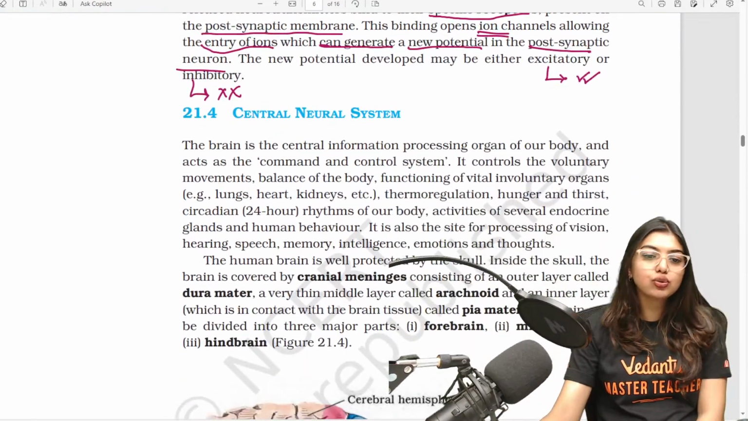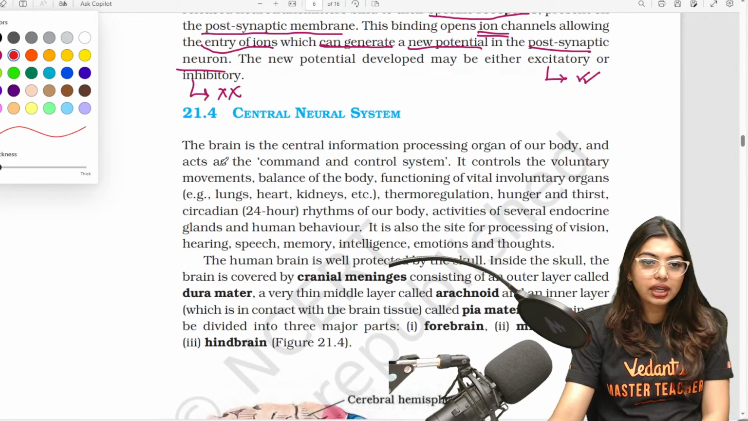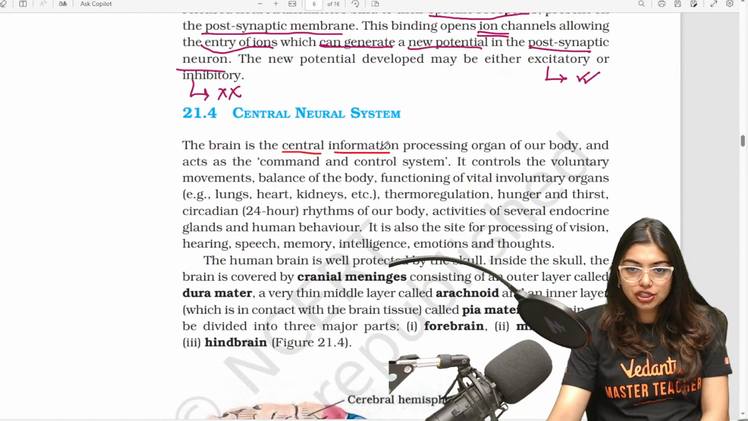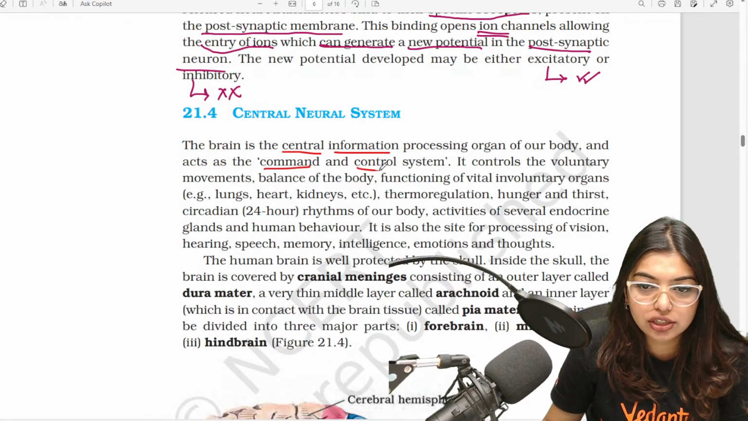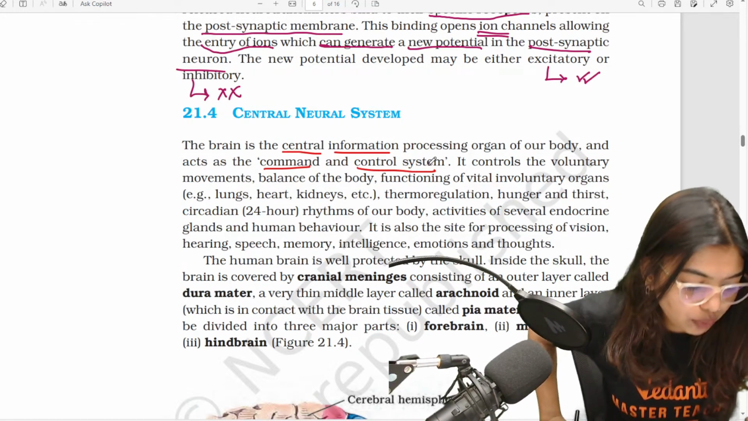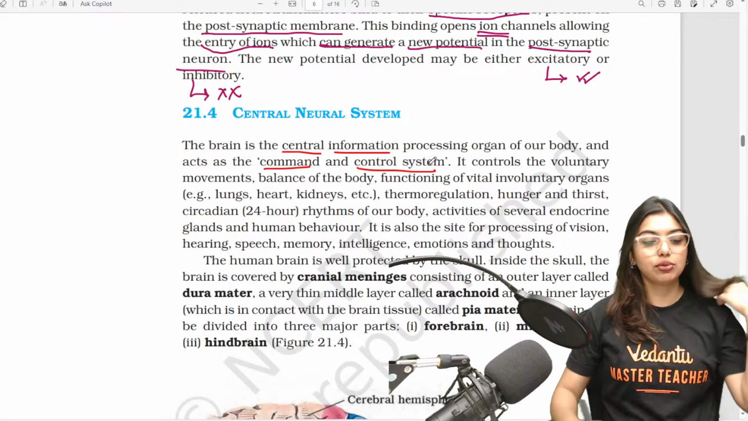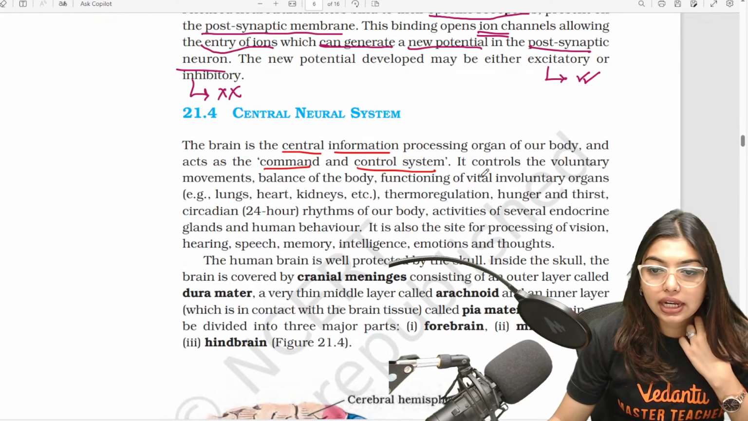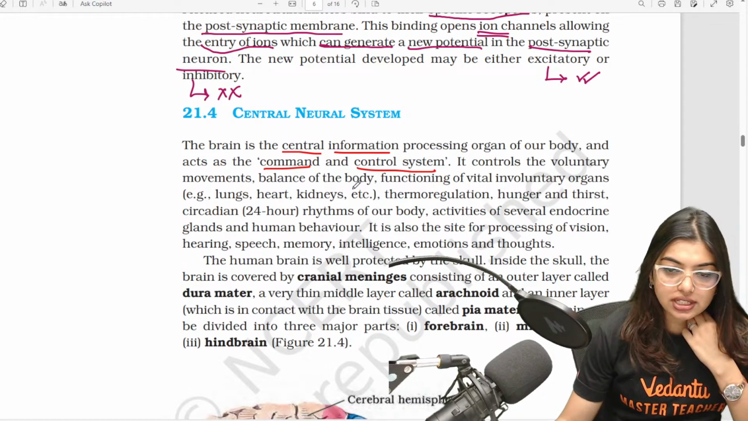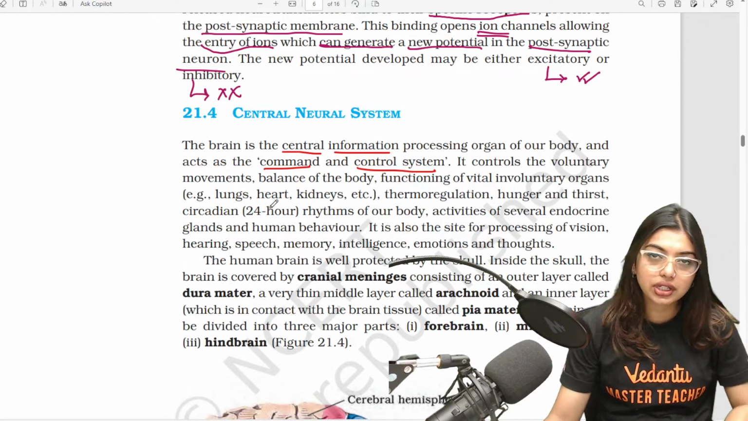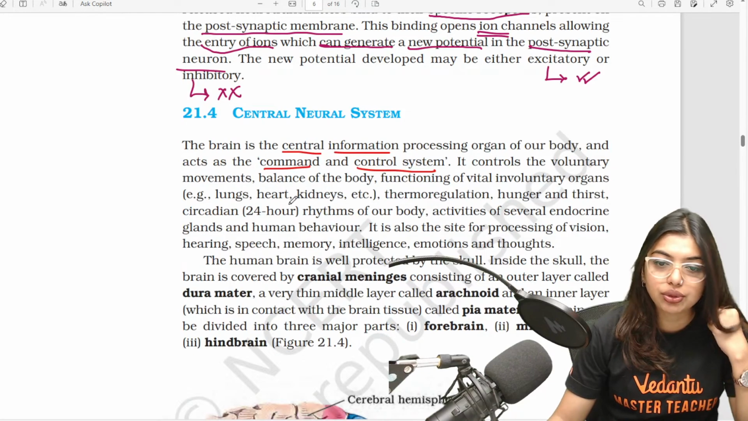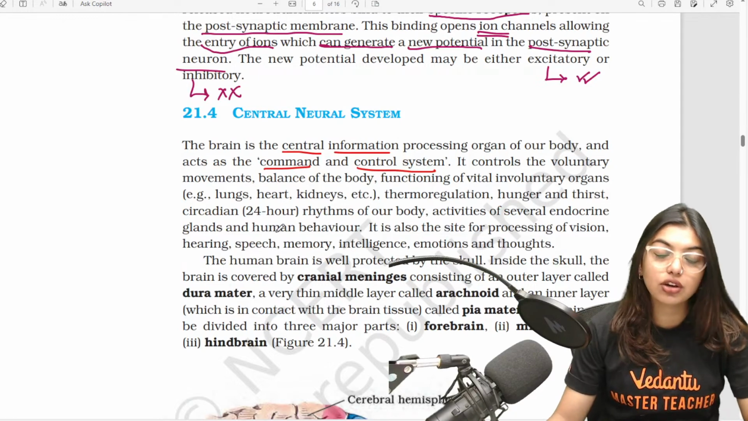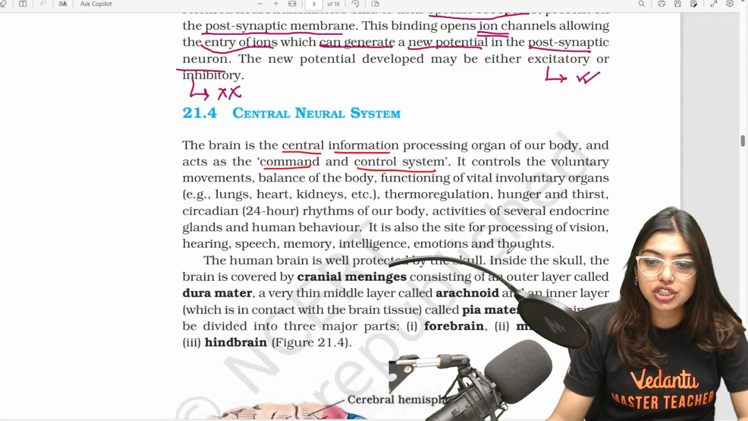Now the central nervous system. The brain is the central information processing organ of our body and acts as a command and control system. It controls the voluntary movements, balance, body functions, and functioning of the vital involuntary organs. Thermoregulation, hunger, thirst, circadian rhythm, everything is controlled by your central nervous system. It also is a site for processing of vision, hearing, speech, memory, intelligence, emotions, and thoughts.